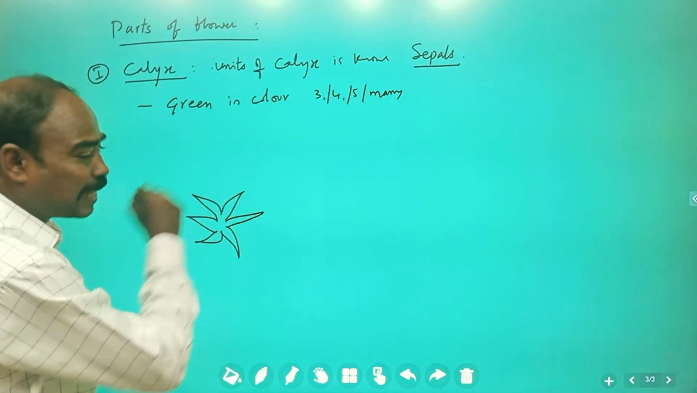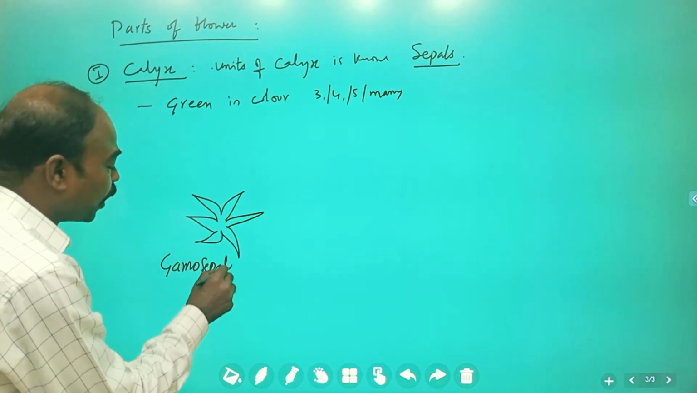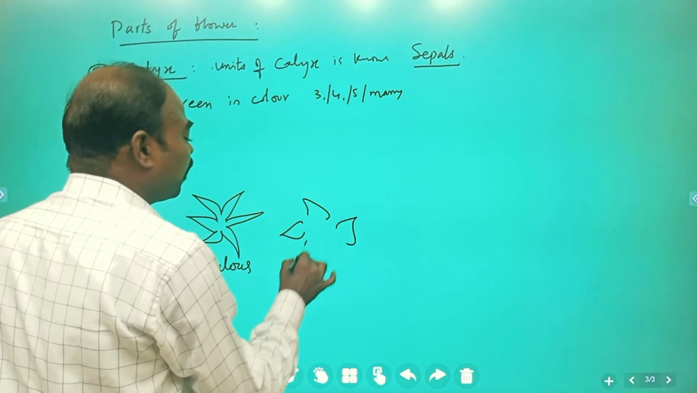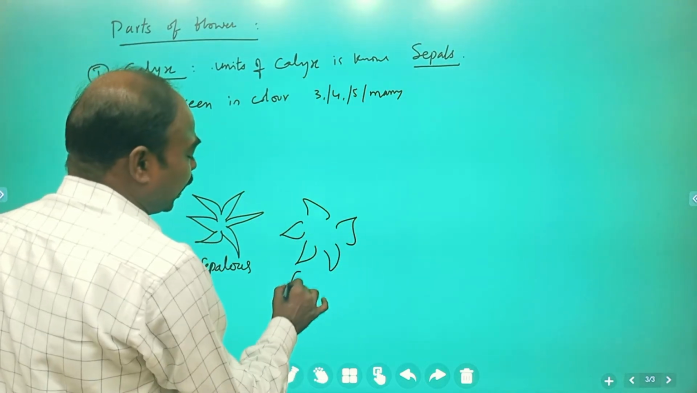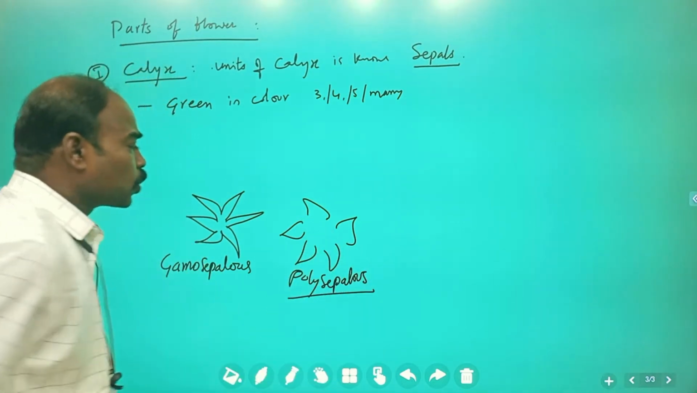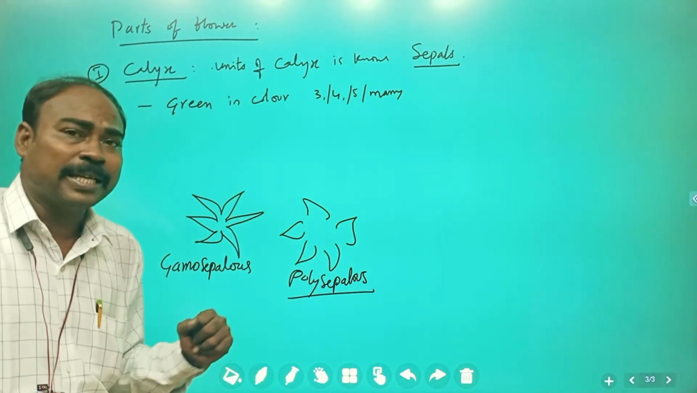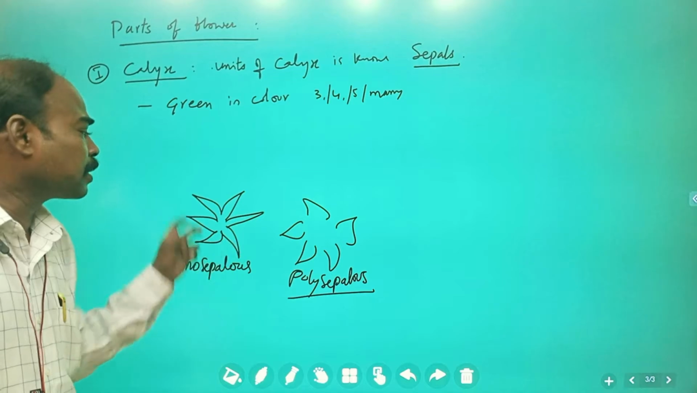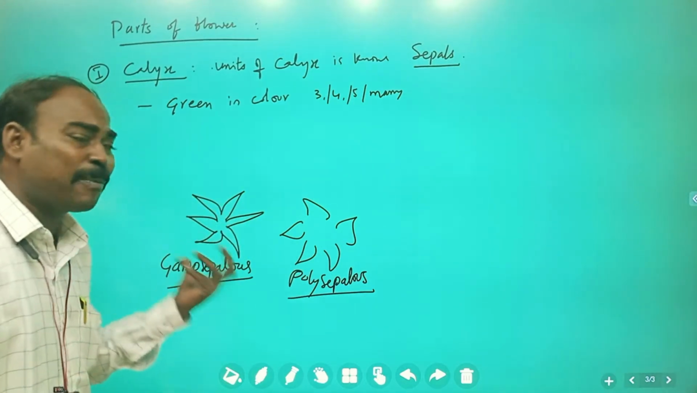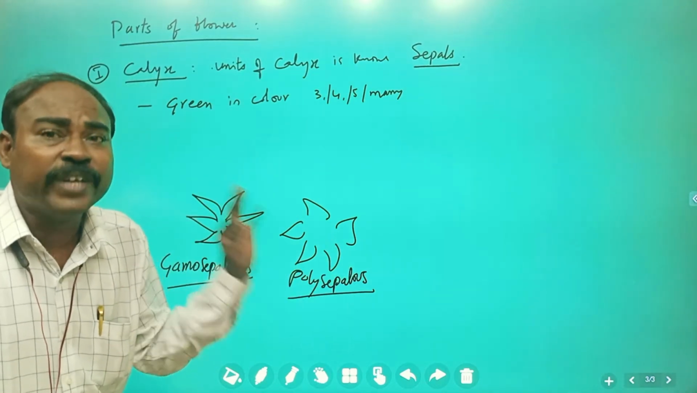Suppose the sepals are united like this, it is said to be gamosepalous condition. Suppose the sepals in a flower are free with one another like this, it is said to be polysepalous condition. So in a flower, the sepals are free with one another, polysepalous. In a flower, suppose the sepals are fused like this and form a whole, called gamosepalous. Gamosepalous means fused sepals. Polysepalous means free sepals.